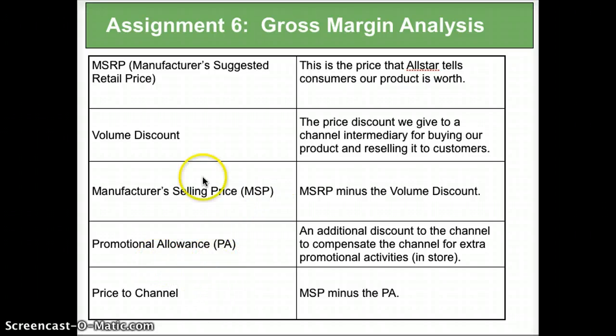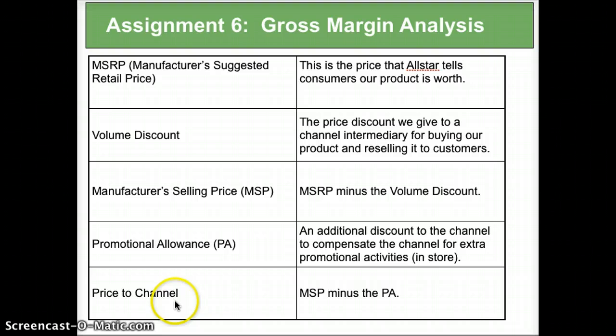and price to channel. Now remember, when we're talking about manufacturer here and manufacturer here, that's your company All-Star, okay? Because All-Star and its competitors are the manufacturers in the market share simulation, okay? So here we're talking about All-Star, the company, when we're talking about manufacturer's suggested retail price. And manufacturer selling prices, again, for All-Star.